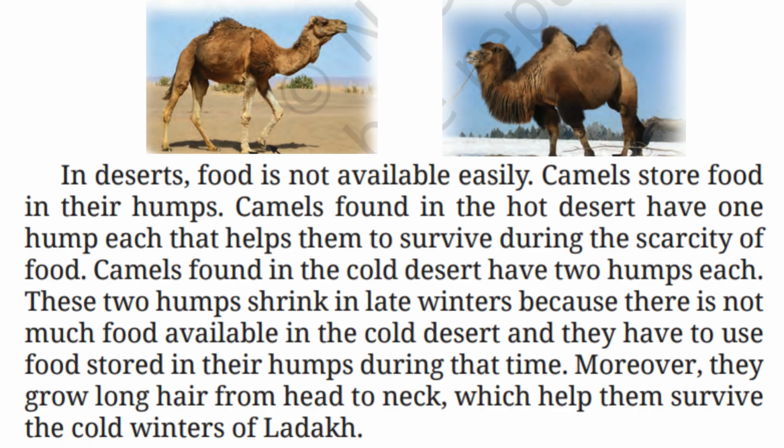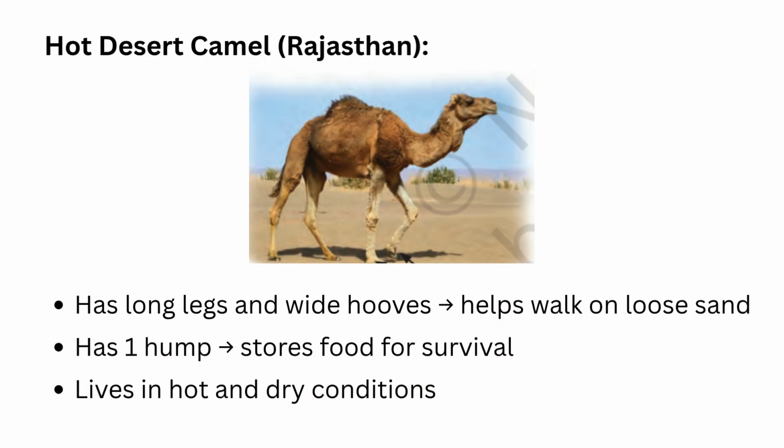So, camels look different in hot and cold deserts because they have adapted to their surroundings. Camels living in hot deserts like Rajasthan have long legs and wide hooves. These help them walk easily on loose sand without sinking. They have one hump to store food and water, which helps them survive when food is not easily available.